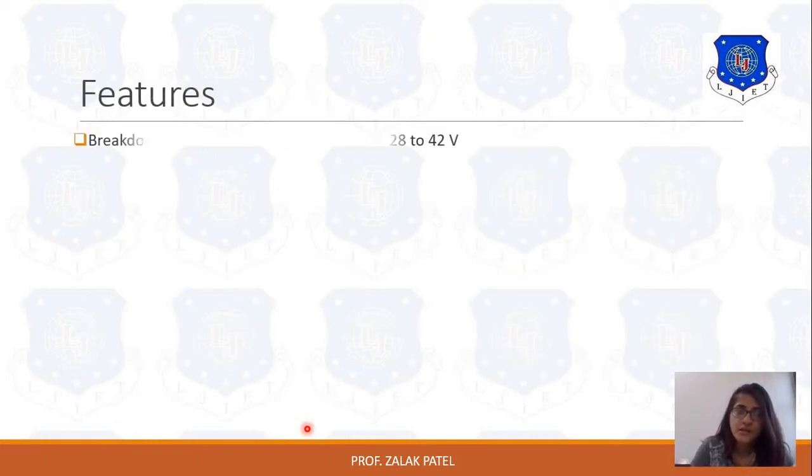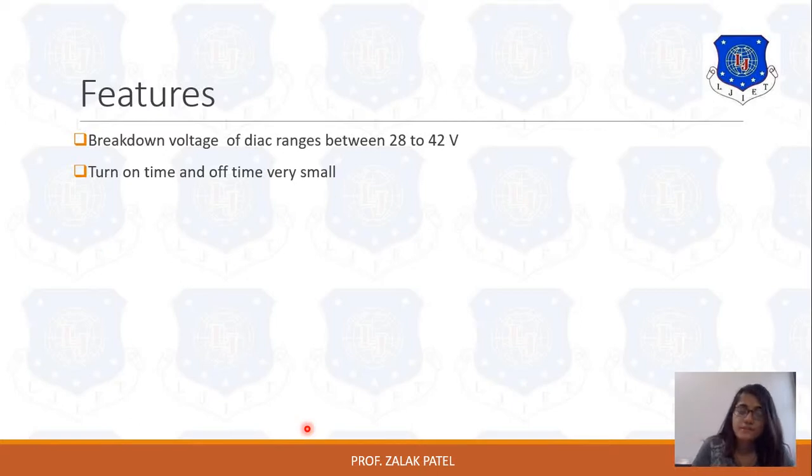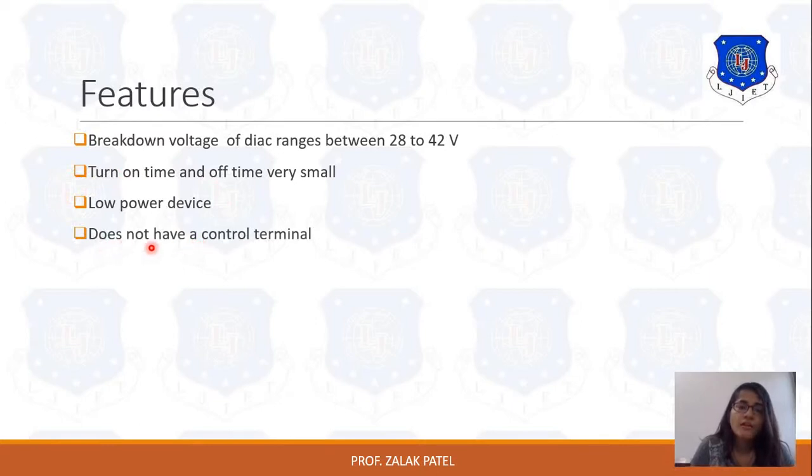Various features: its breakdown voltage is between 28 to 42 volt. Its turn on and turn off time is very small as compared to TRIAC. Because of this it has low switching losses, and it is a low power device. This is one limitation of this diode, that it is a low power device. It does not have a control terminal. This is also one limitation. Why does it not have a control terminal? Because the gate terminal is absent in this case.